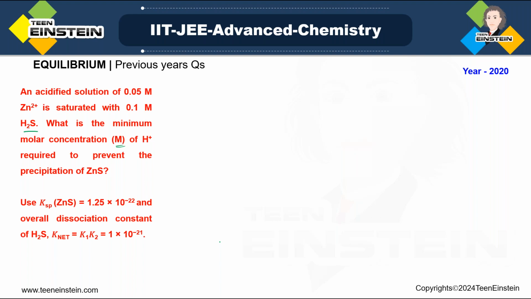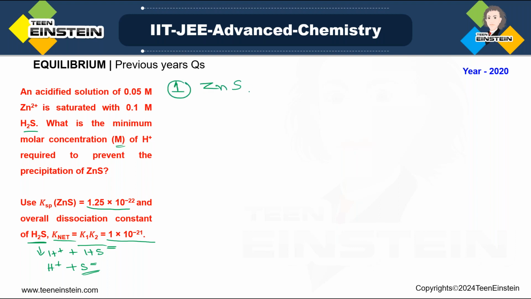So we have to add H plus in such a way that it is not crossing the limit of Ksp. The Ksp value is given, and the overall dissociation constant of H2S is also given, because it will be dissociated 2 times. First H plus and HS minus, and the second dissociation is H plus and S2 minus. Only in the second dissociation do you get the sulfide, which will react with Zn2 plus. That means you have to consider the overall dissociation, and the overall constant is given as 10 to the minus 21, K1 K2, K net.